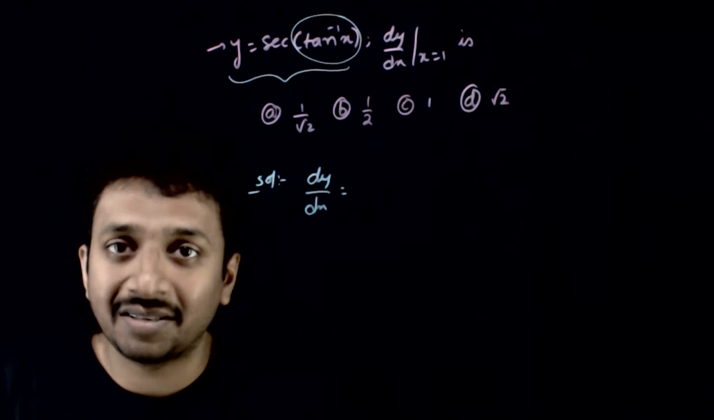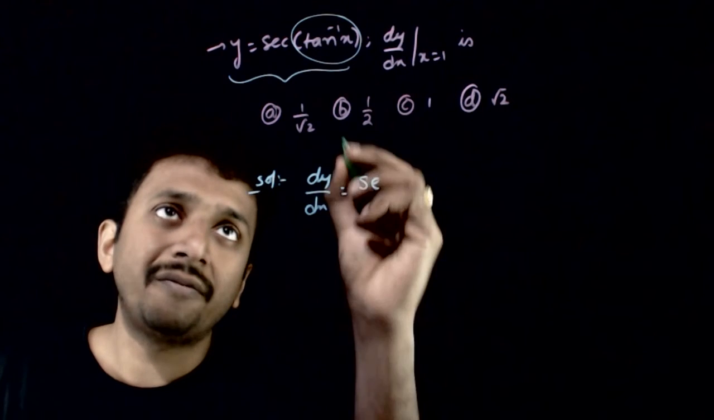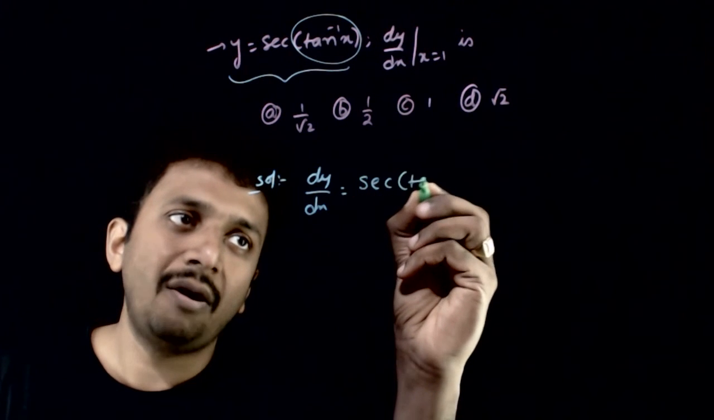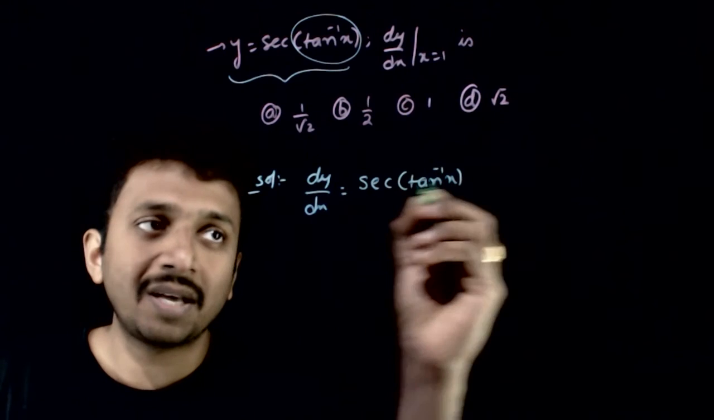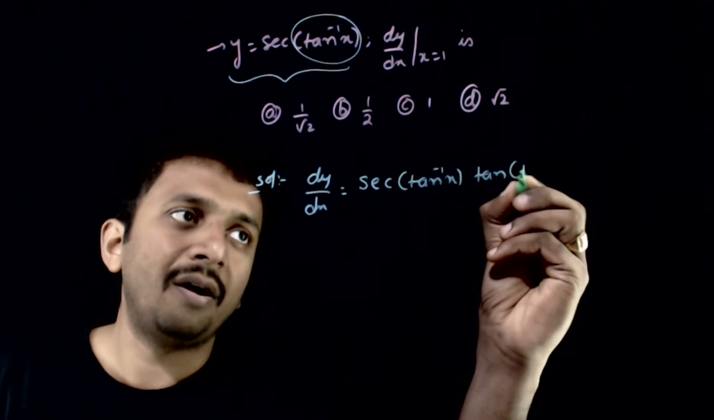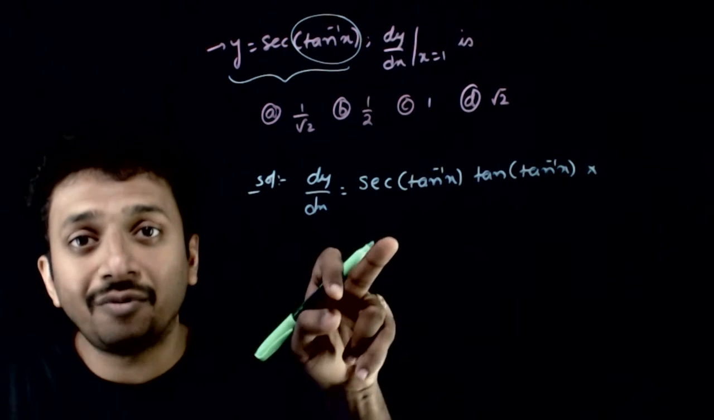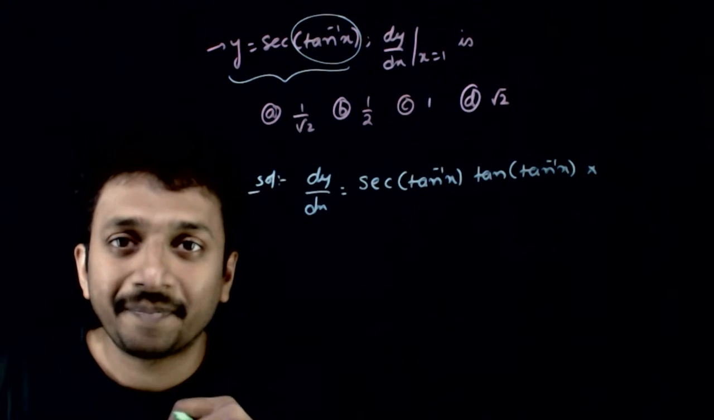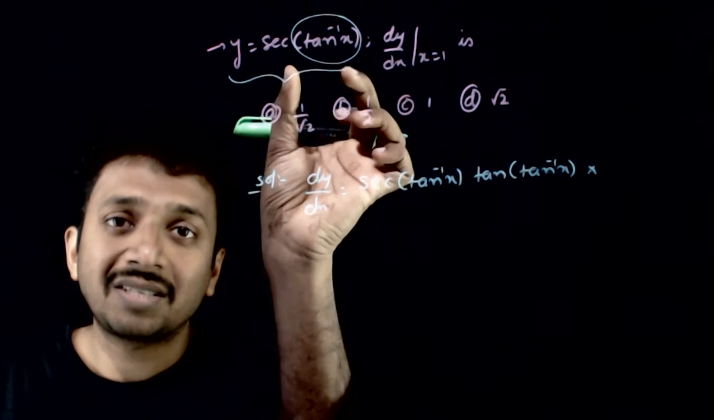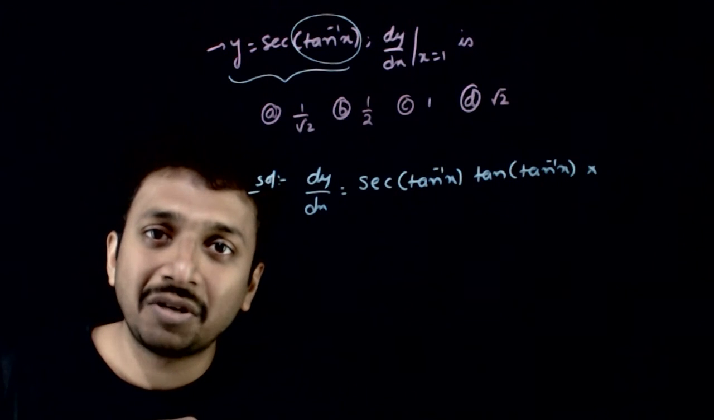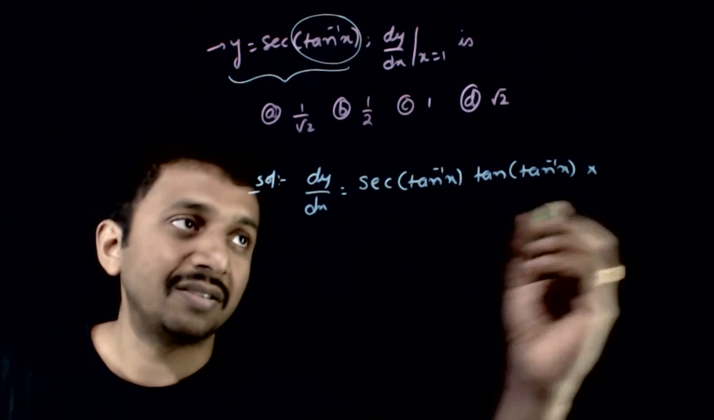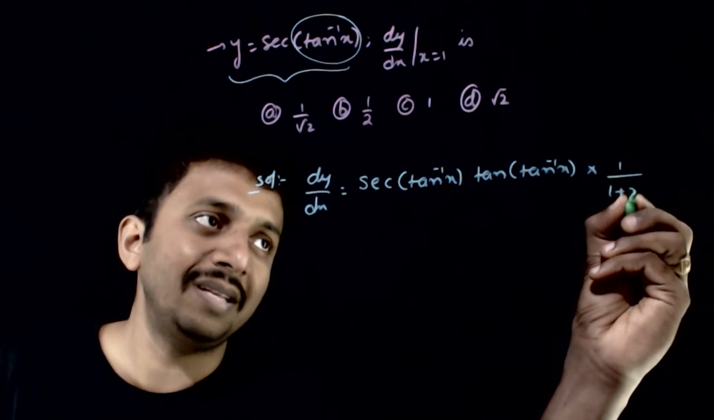Secant x tan x. So it is secant of tan inverse x, secant of something into tan of something, times, now you have to go for the differentiation of something. The something that I have assumed here is tan inverse x. And what is the differentiation of tan inverse x? 1 by 1 plus x square.